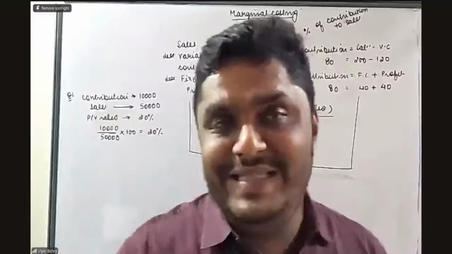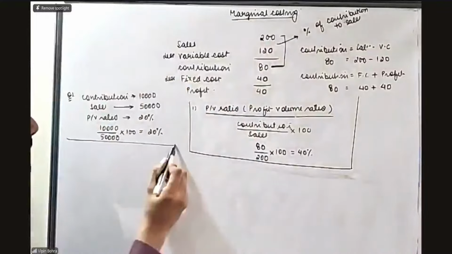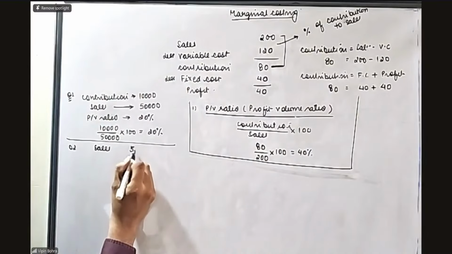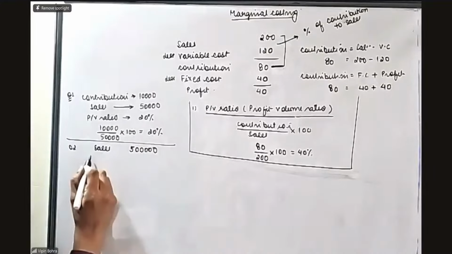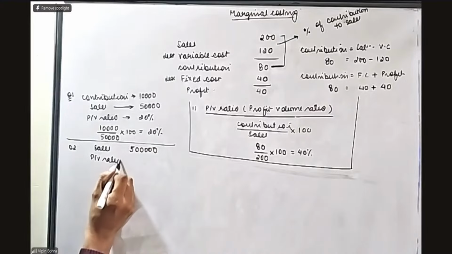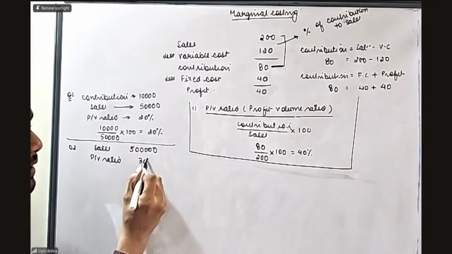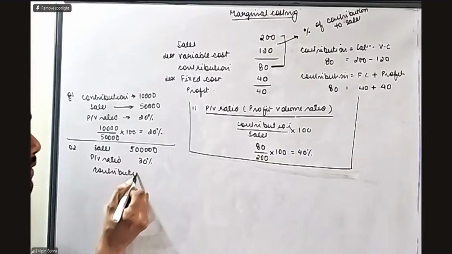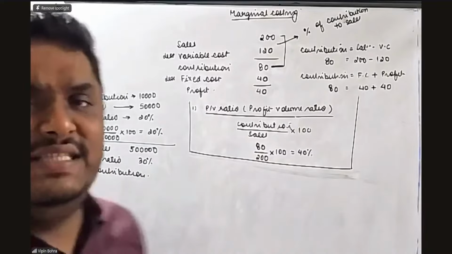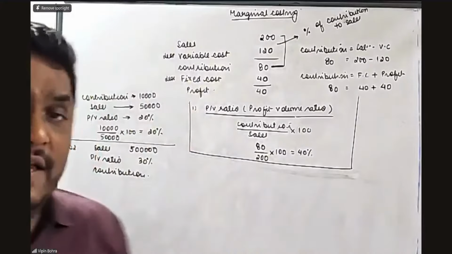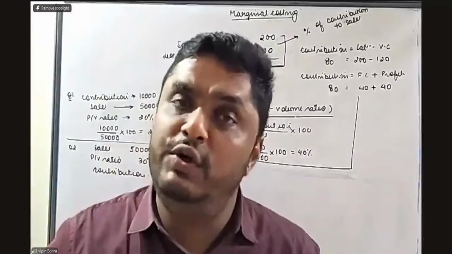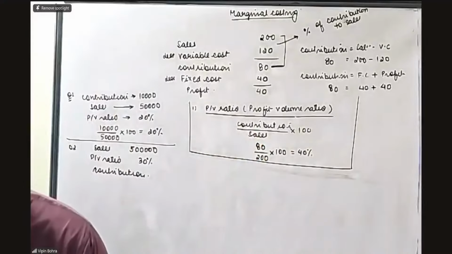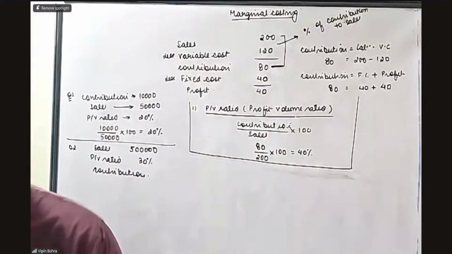Let's take a situation. If my sales is 5 lakh, and let's say my percentage of contribution to sales is 30%, then how much will be my contribution? Can you guys tell me? If my sales is 5 lakh and my PV ratio, that is percentage of contribution to sales, is 30%, what will be my contribution?